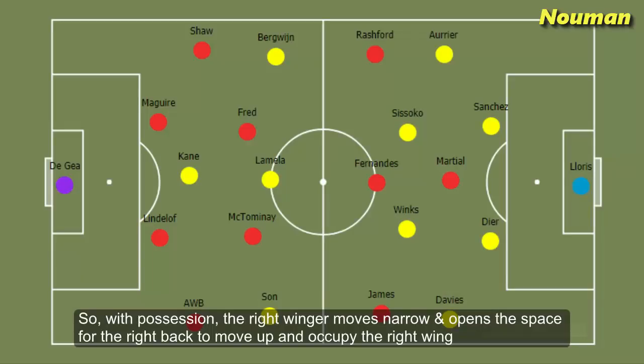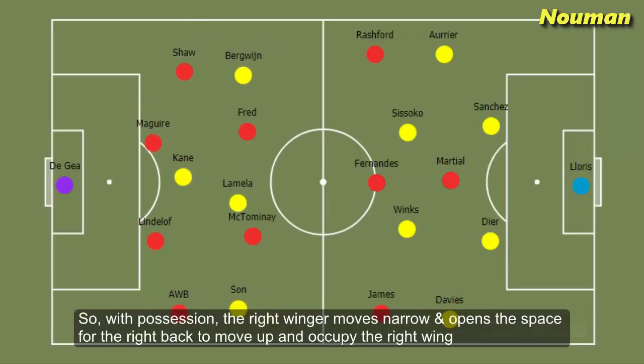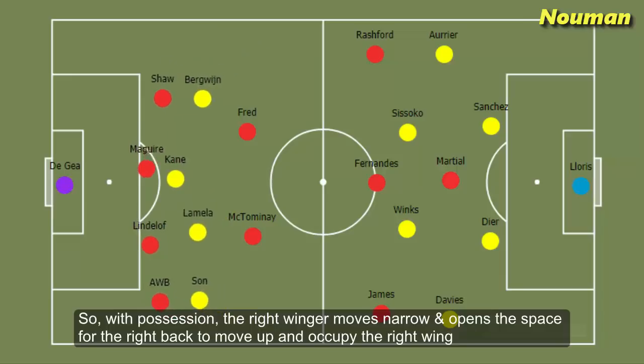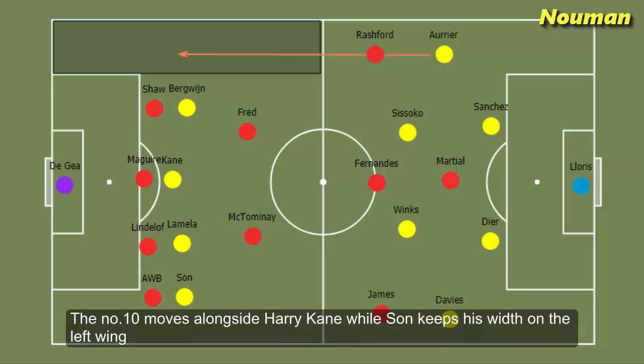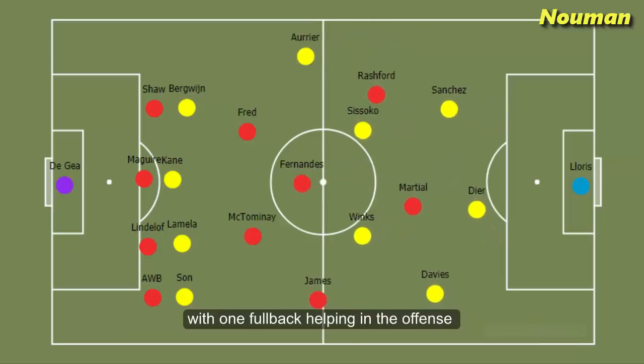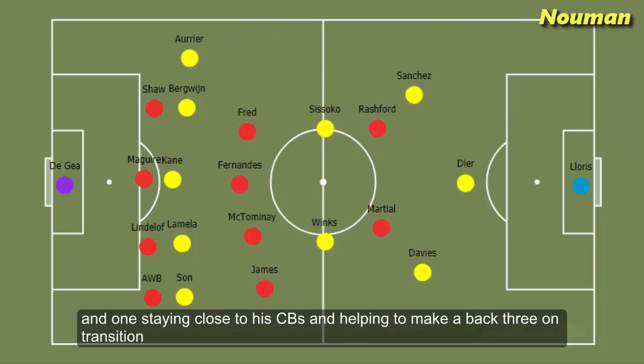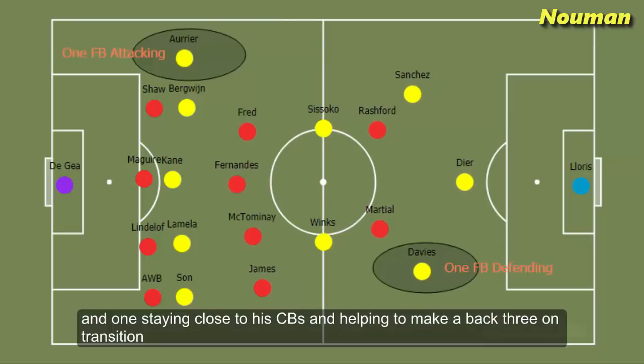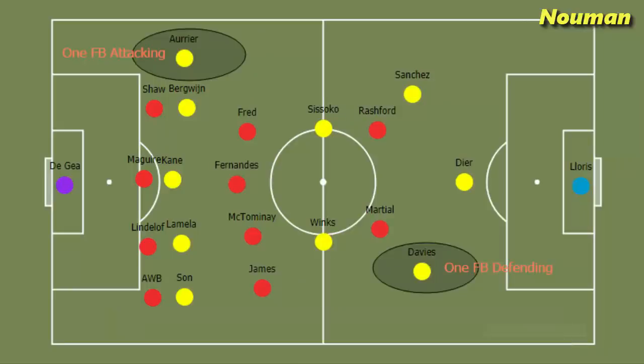So with possession, the right winger moves narrow and opens a space for the right back to move up and occupy the right wing. The number 10 moves alongside Harry Kane, while Son keeps his width on the left wing. This way Tottenham make a back 3 with possession, with one fullback helping in the offense and one staying close to his centre-backs and helping to make a back 3 on transition.